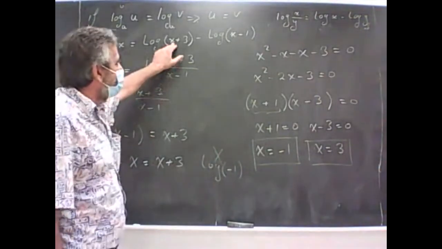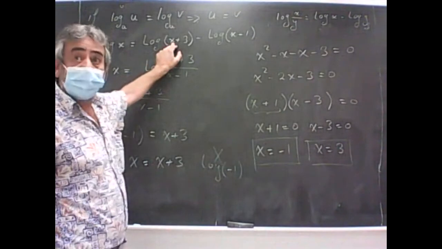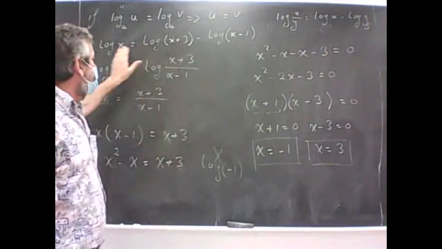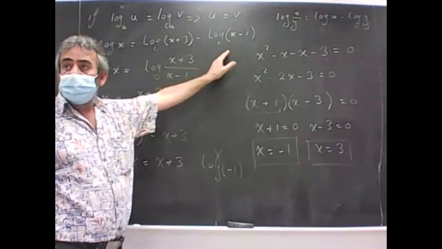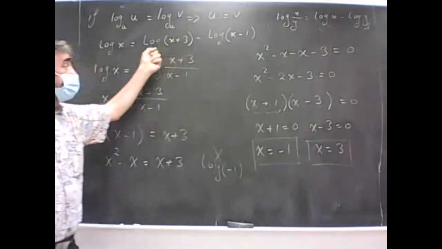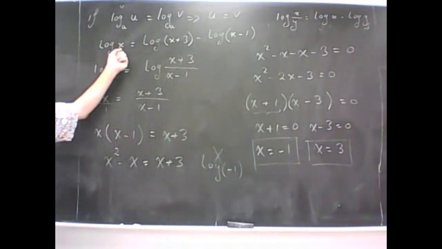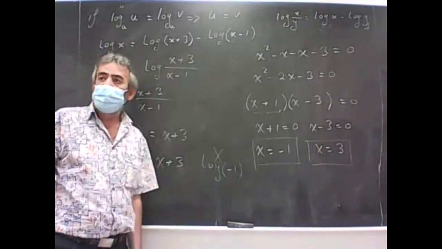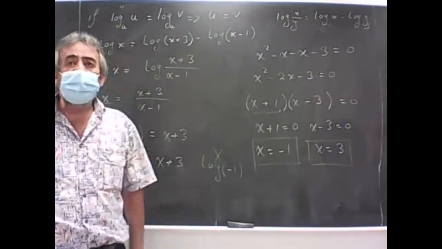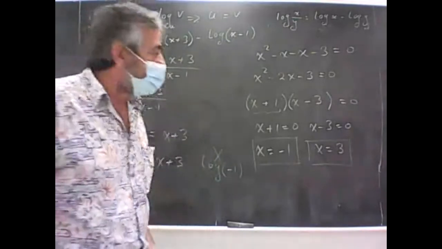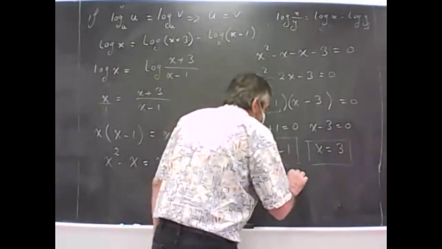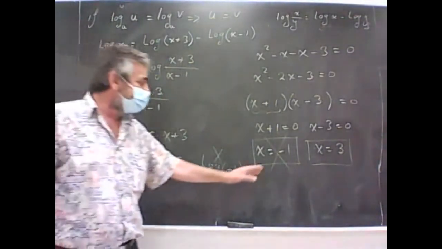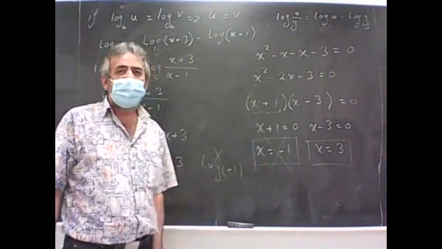Even though if I put minus 1 here, it's okay, because negative 1 plus 3 is 2, it's not okay in every one of them. It's only okay in this one, but it's not okay here. Why? Because if I put a negative 1 here, I get a log of negative 1. Even the calculator will tell you an error. So therefore, this solution is not acceptable.